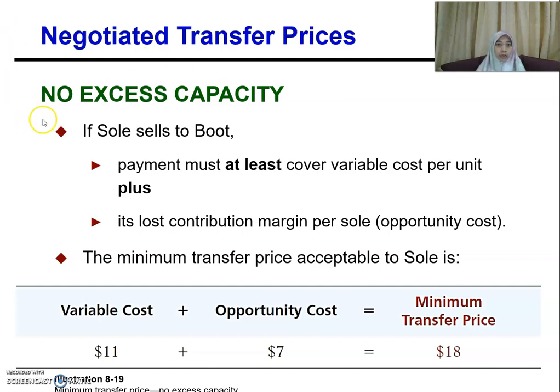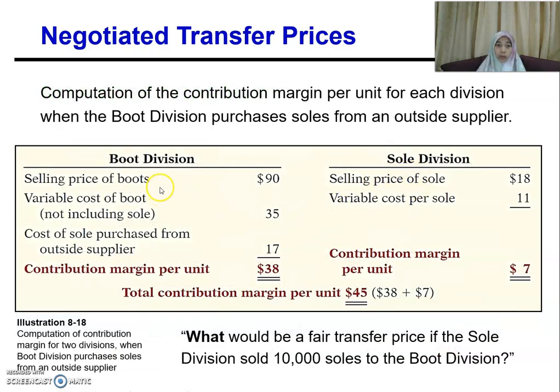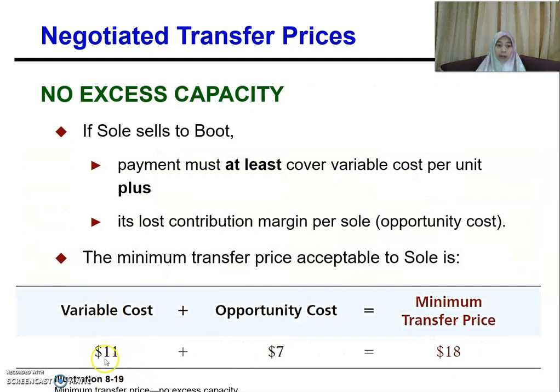So we look at two different scenarios. One is no excess capacity. If the sole division sells to the boot division, then the payment must at least cover your variable cost per unit. Logically, if you want to sell, you look at how much your variable cost is. The boot division wants to buy your product, so you look at your variable cost. Oh, my variable cost is 11. Of course, you want to cover your cost. So in this case, the sole division must make sure that this 11 ringgit is covered. You must cover your variable cost. So that will be your variable cost.